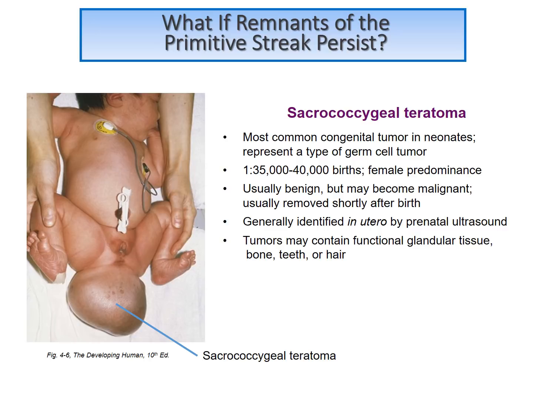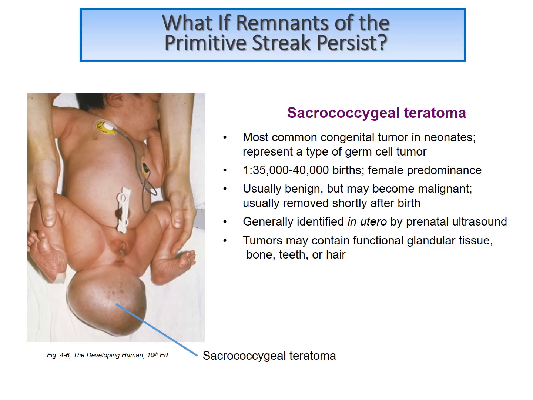Occasionally, this degenerative process is incomplete, and remnants of the primitive streak persist to form a sacrococcygeal teratoma that appears as a mass extending from the caudal end of the fetus. These are the most common congenital tumors in neonates and represent a type of germ cell tumor. They occur in about 1 in 35,000 to 40,000 births and have a female predominance. Most sacrococcygeal teratomas are benign, but may become malignant with increasing age and therefore are usually removed shortly after birth.